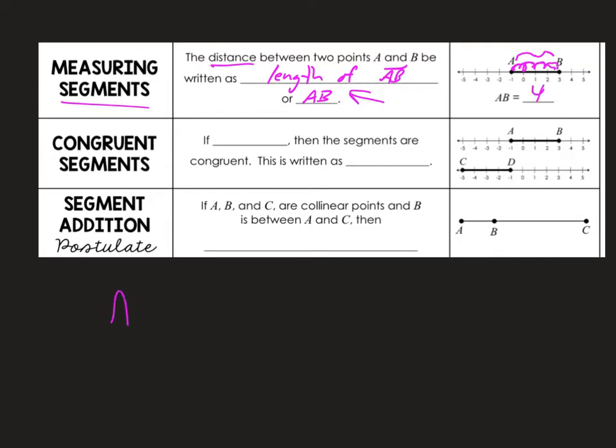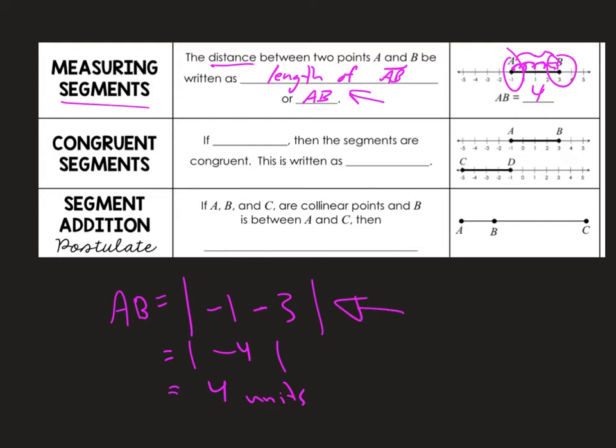Or you can say AB is defined as the absolute value of the difference of the two locations. So -1 was where A was, B was at 3, and it's going to be the absolute value of the difference of those. So -1 minus 3 is -4, and the absolute value of -4 is equal to 4, or 4 units. Remember that these bars up and down, absolute value, mean the distance from 0 on the number line.